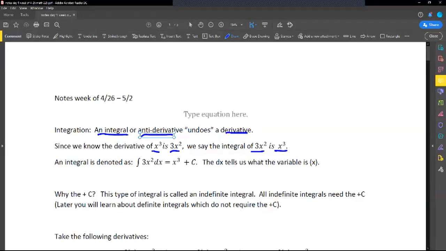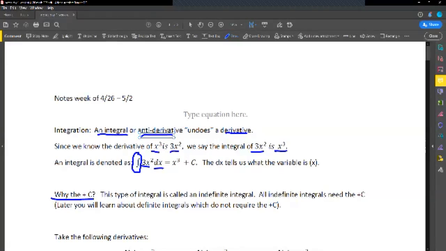So they denote an integral with this funky little sign here. This says the integral of 3x squared. dx is just telling me I'm doing the integration with respect to x. It's the variable. So I said that's x cubed, but plus c, all right? So why the plus c? C is what they call an arbitrary constant. This type of integral is called an indefinite integral.